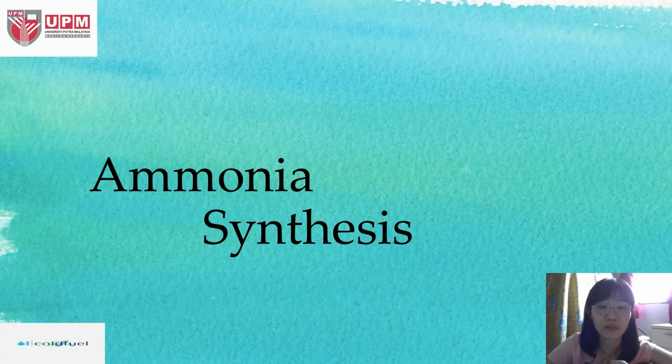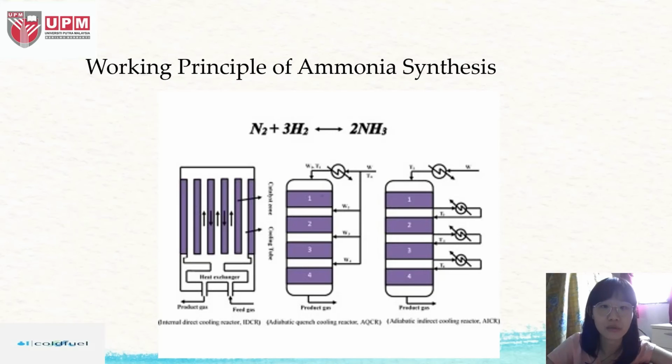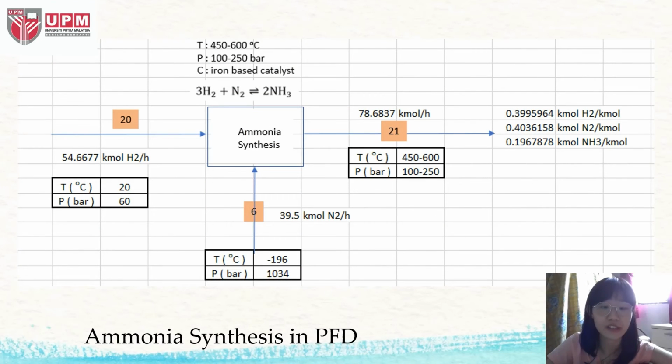So next is the ammonia synthesis unit. The function is to produce ammonia on a large scale. Usually ammonia is used to produce fertilizers and to manufacture explosive materials, fiber, and plastic. The ammonia synthesis reactor is the heart of ammonia production because it is very important in the production of ammonia. So this is the working principle of ammonia synthesis, where this is the equation to produce ammonia. So this is the ammonia synthesis in the PFD.